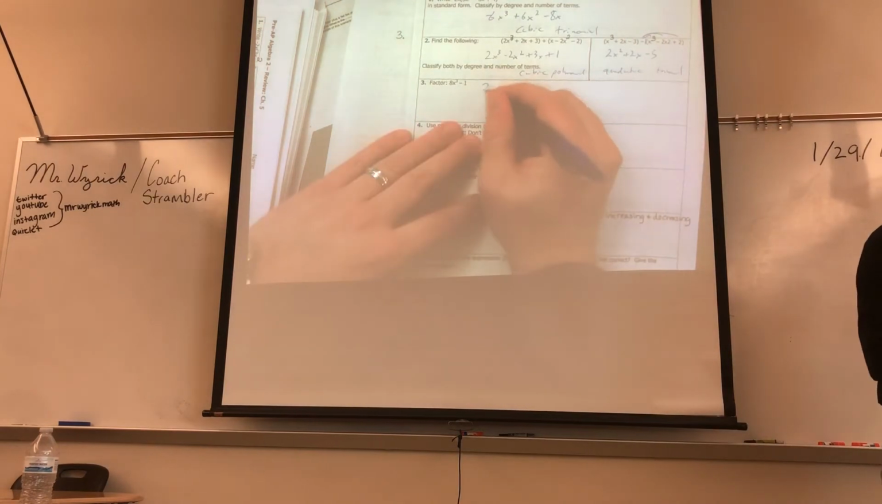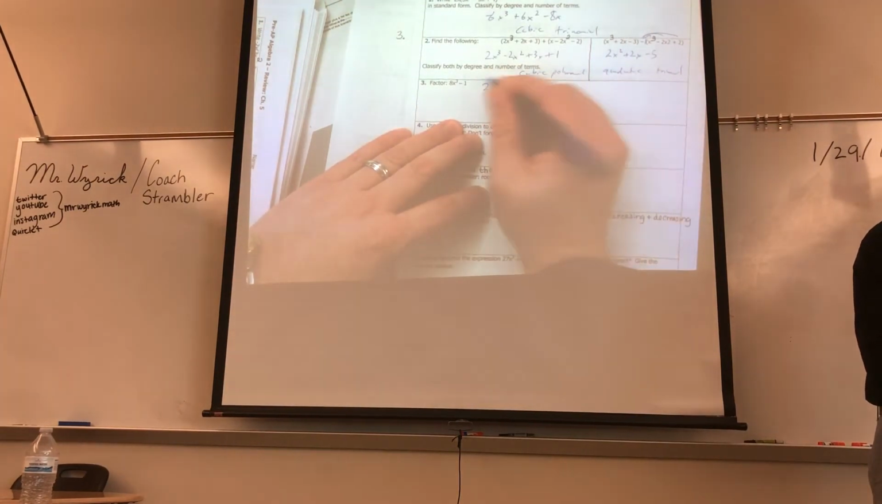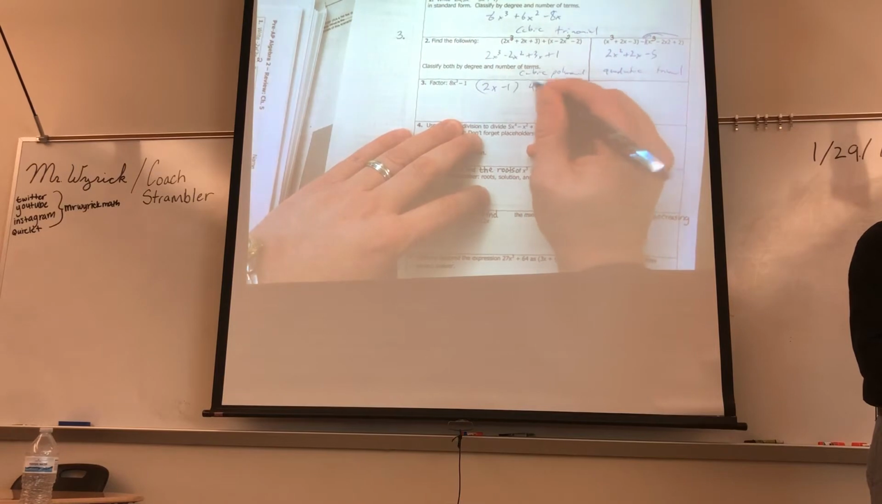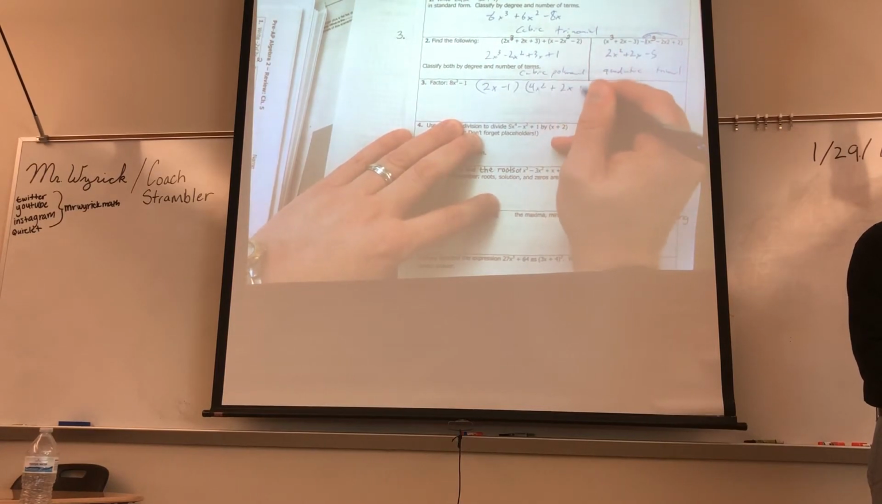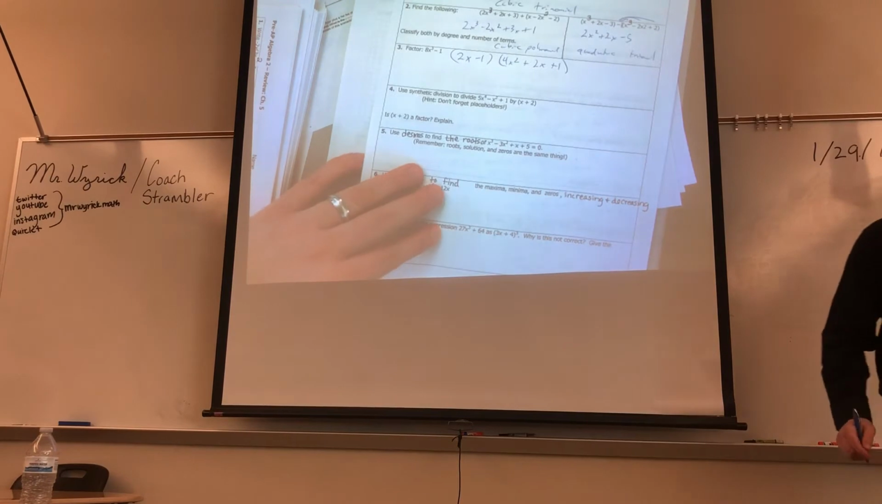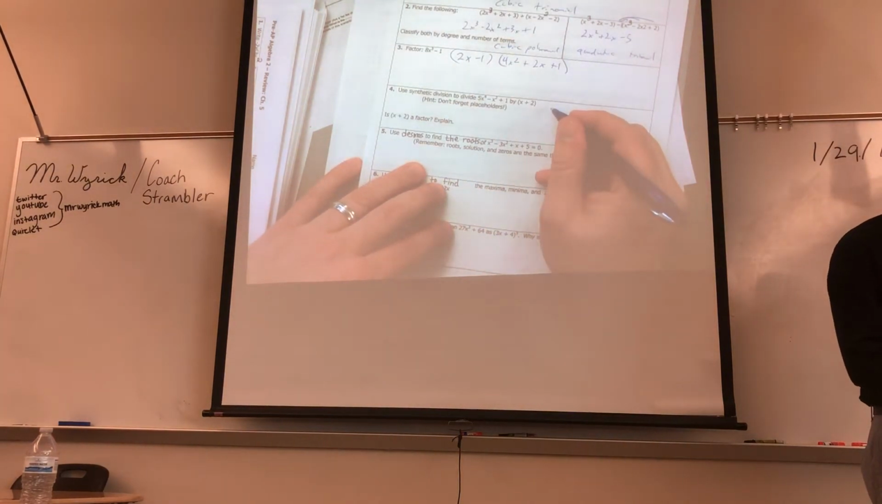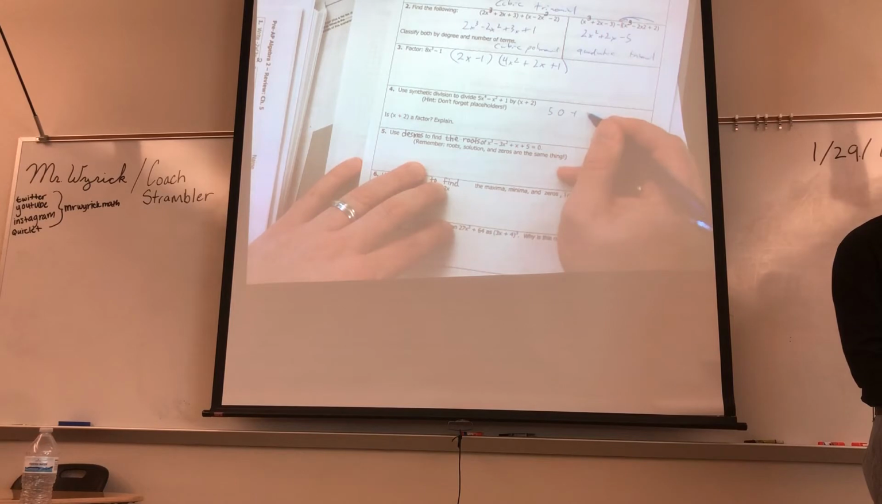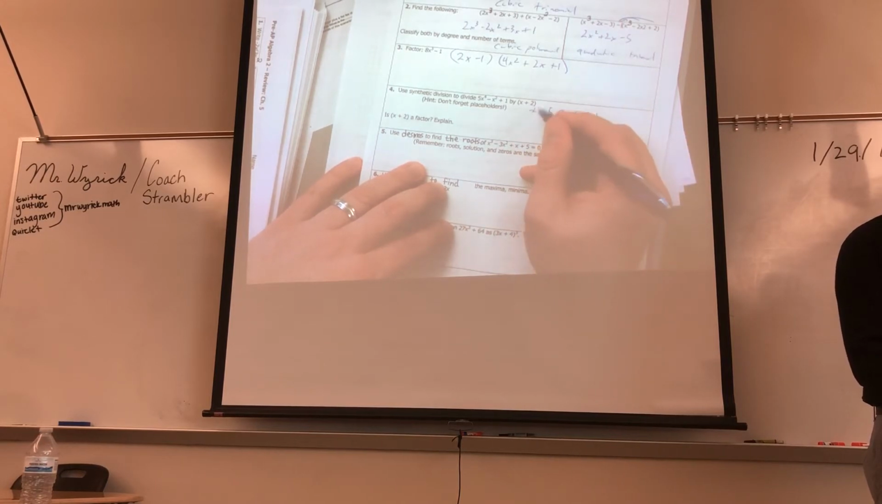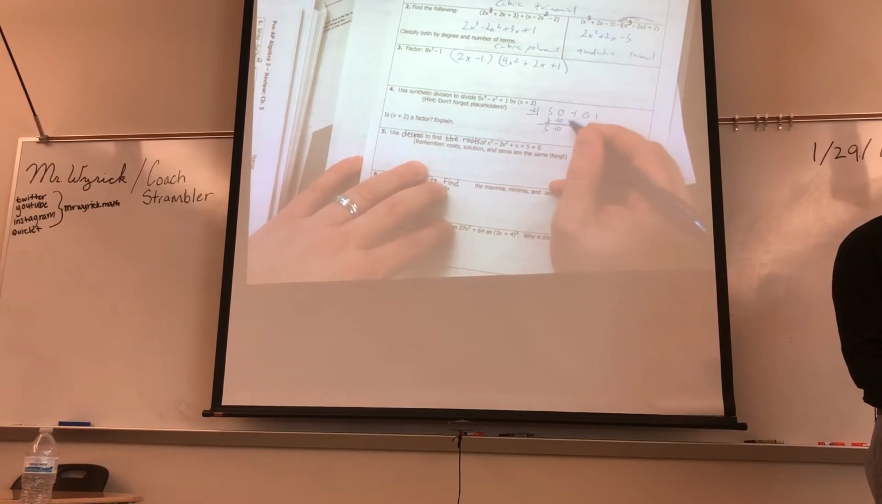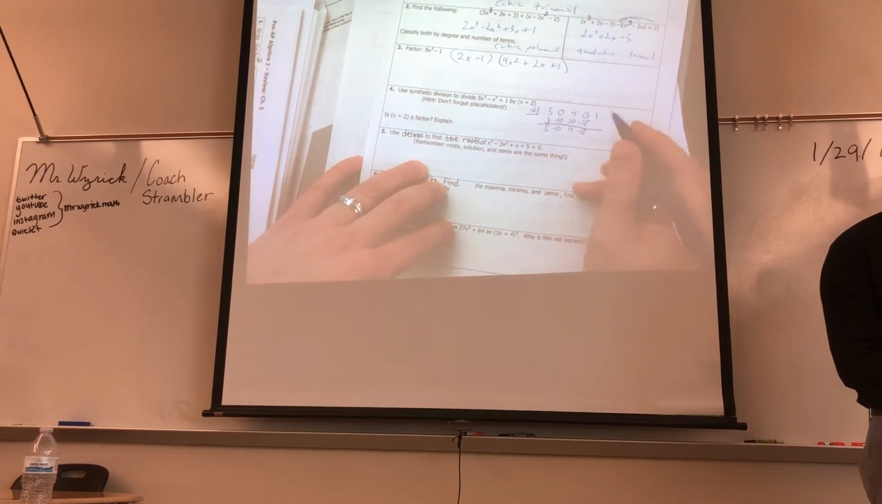8x to the third minus 1, that's 2x minus 1 times 4x squared plus 2x plus 1. Use synthetic division to whatever. This is 5, 0, negative 1, 0, 1, and it's a negative 2 up here. We bring down the 5. That's negative 10, that's negative 10. This is 20, that's 19. That'll be negative 38, this is negative 38. And that would be a positive, 38 times 2, 76, plus 1, 77.